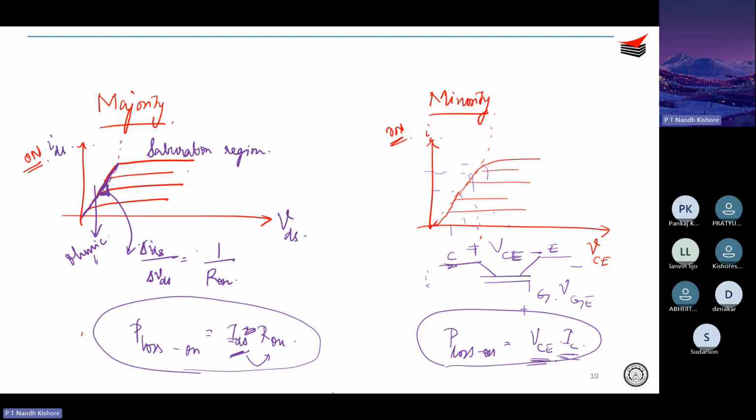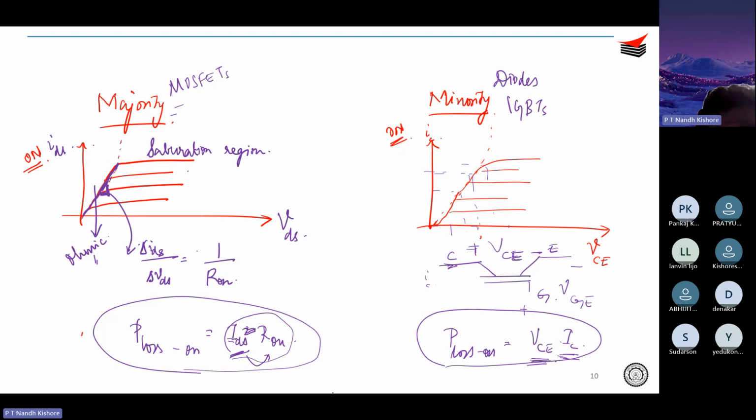Okay. So as you can understand, you have a square term that's getting multiplied with your channel resistance in majority carrier devices like MOSFETs. However, in minority carrier devices like diodes or IGBTs, what happens is you have a fixed loss. I mean, this drop is actually fixed. So VCE times IC. Okay, so that's why we generally use IGBTs for very high voltage applications.